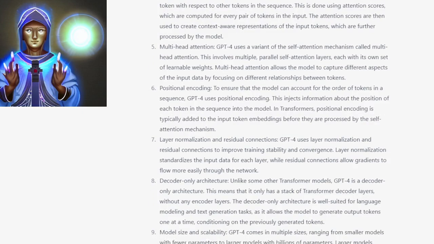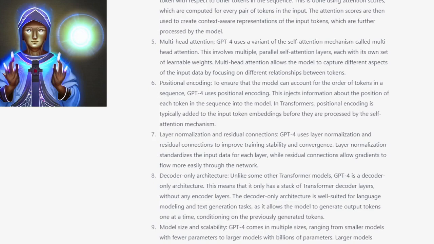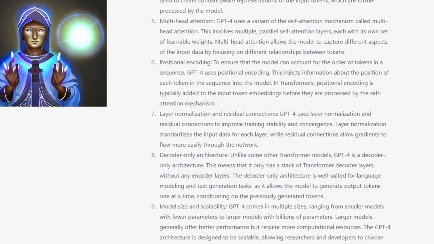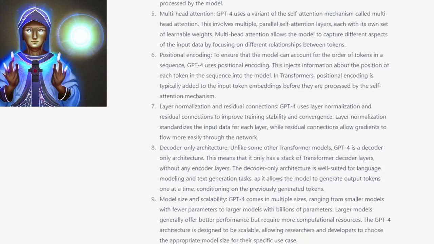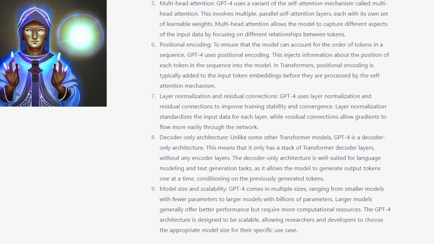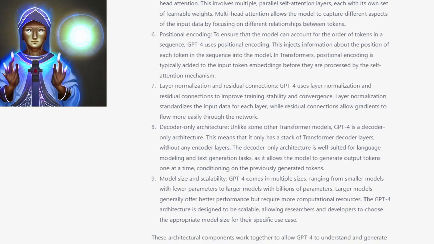Self-attention mechanism. One of the key components of the transformer architecture is the self-attention mechanism. It allows the model to weigh the importance of each input token with respect to other tokens in the sequence. This is done using attention scores, which are computed for every pair of tokens in the input. The attention scores are then used to create context-aware representations of the input tokens, which are further processed by the model.